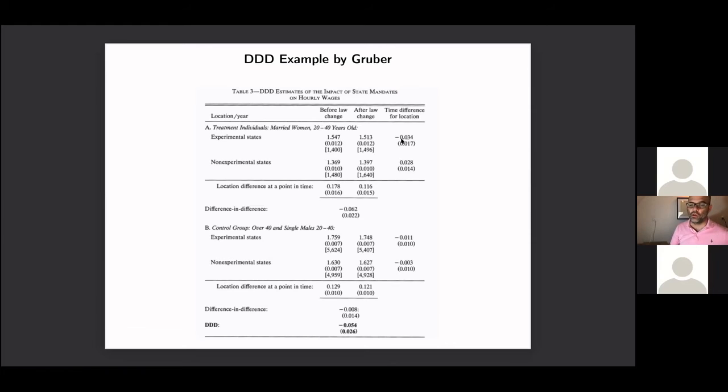Right. So they're going to do difference. Then they're going to difference the difference here. So here's how the method works. You're going to go difference. So this is 1.5 minus 1.54. You get a negative 0.034. All right. Then you go 1.397 minus 1.369. That's a slightly positive number. Then you difference that. You go negative 0.034 minus 0.028. That gives you negative 0.062. Now this is the diff and diff parameter for the 2x2 case.